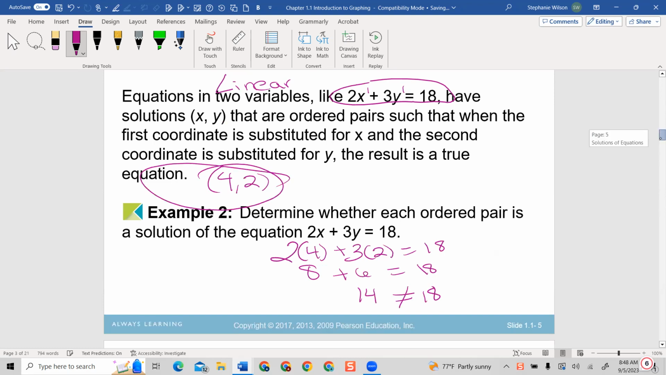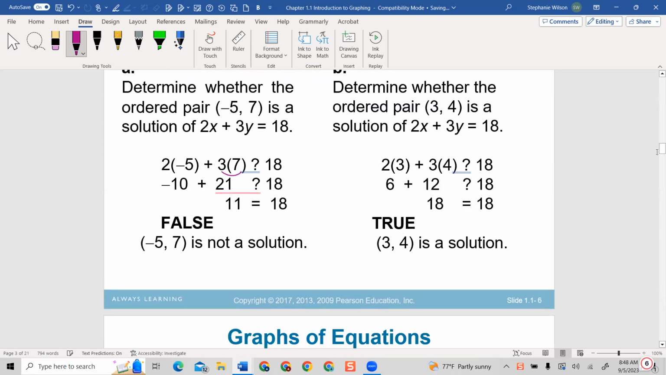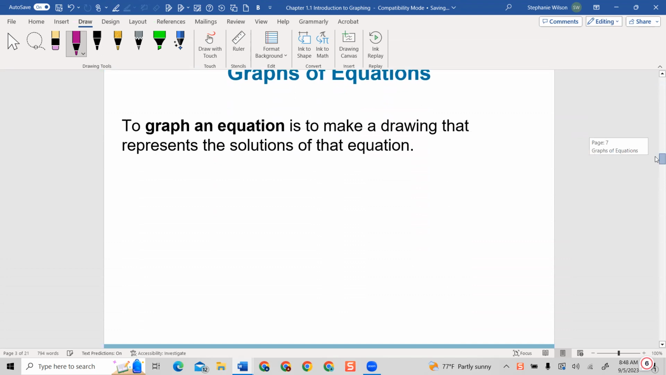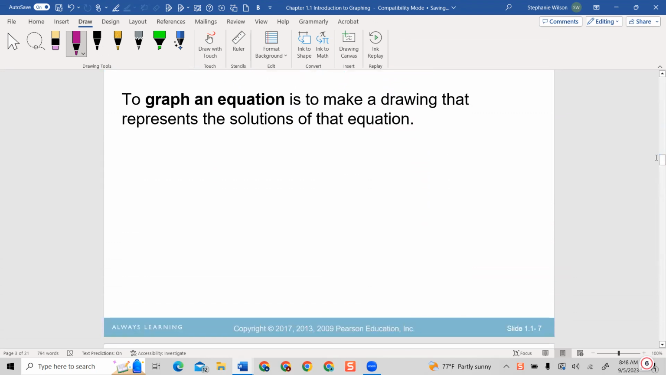And we'll go to the next slide where they have given us 2 ordered pairs and solved 2 different times, right? So you took the -5, comma 7, plugged it in, and you notice the outcome was not a true solution. However, 3, comma 4 was, because 18 does equal 18. So we'd say that's a true solution. All right. Now, to graph an equation, to make a drawing that represents the solution of the equation, we need 2 ordered pairs, right? You need at least 2 ordered pairs to graph a straight line.